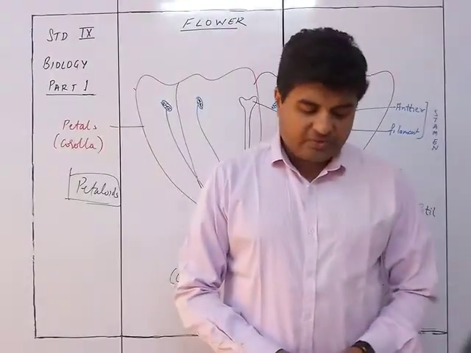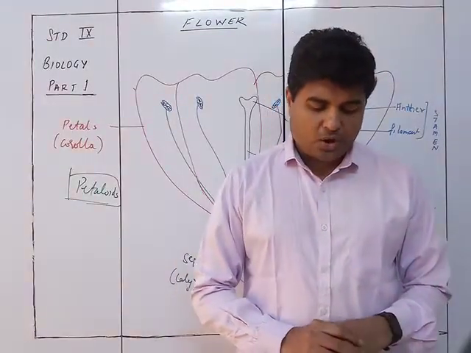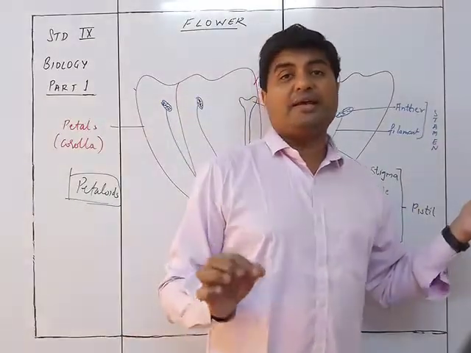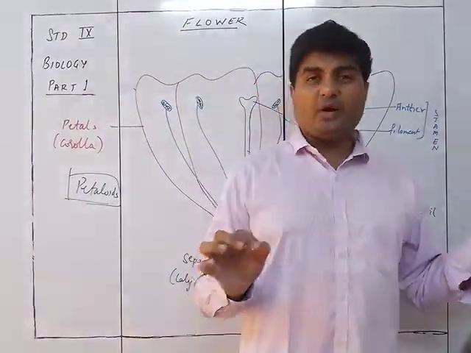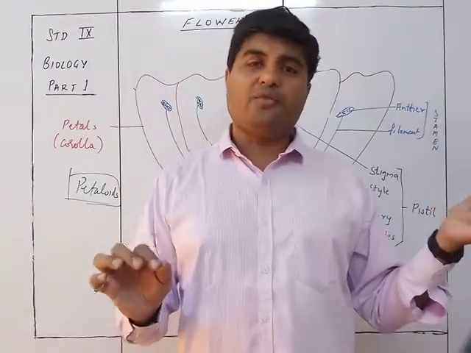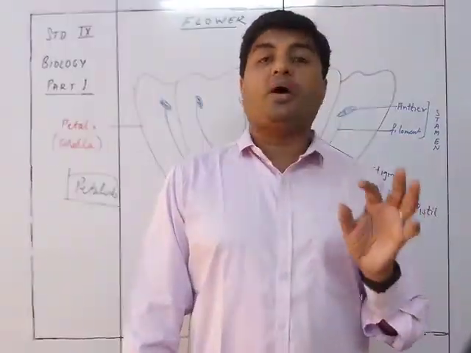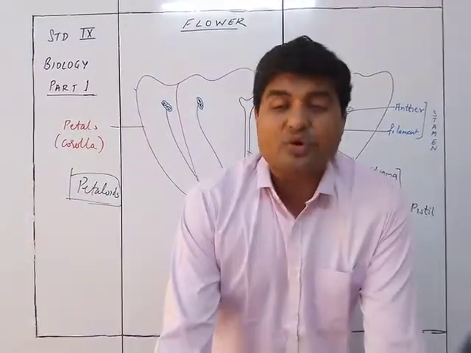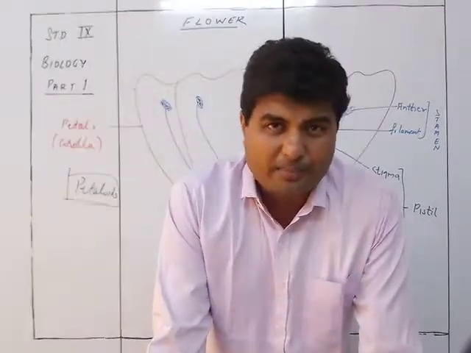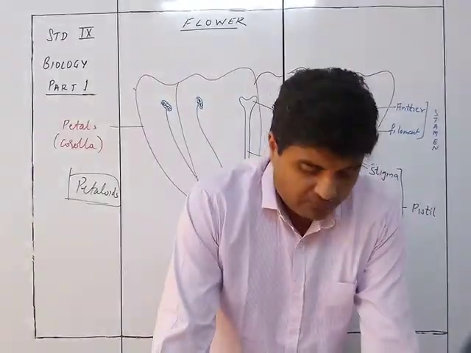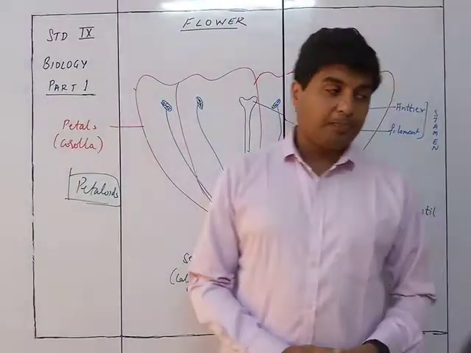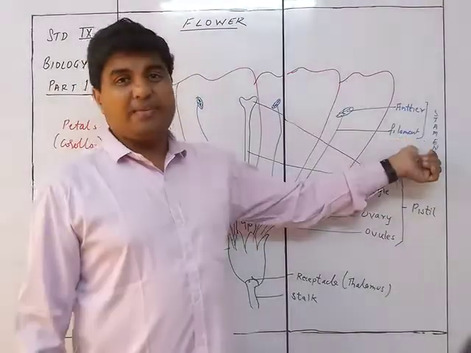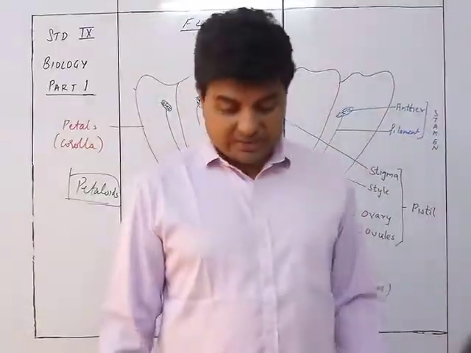A unisexual flower which contains only the stamen is called a male or staminate flower. So if the flower has only the male kind of organ, then it will be called a male flower or a staminate flower. Whereas if the flower contains only the carpel, that is it has only the female part, then it is called a female or pistillate flower. So a pistillate flower has only female parts, and a staminate flower has only male parts.